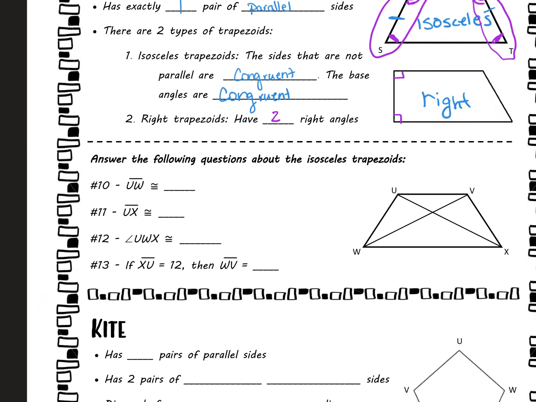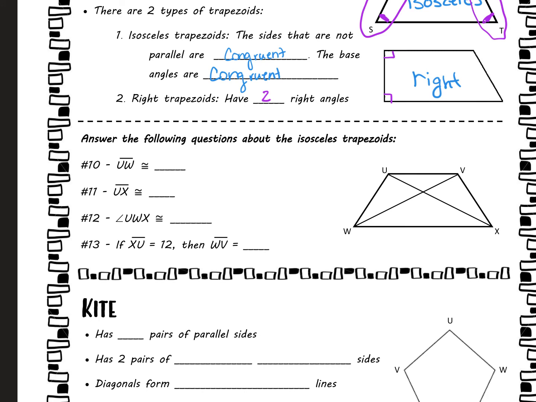All right, let's look at actual questions dealing with an isosceles trapezoid. UW is congruent to what side? So UW is this side right here. Well, if you just listened, I told you it's congruent to that diagonal, VX. This next one says UX is congruent to what? So my diagonal is going to be congruent to my other diagonal. Okay? So WV. Oh, forgot those bars up there.